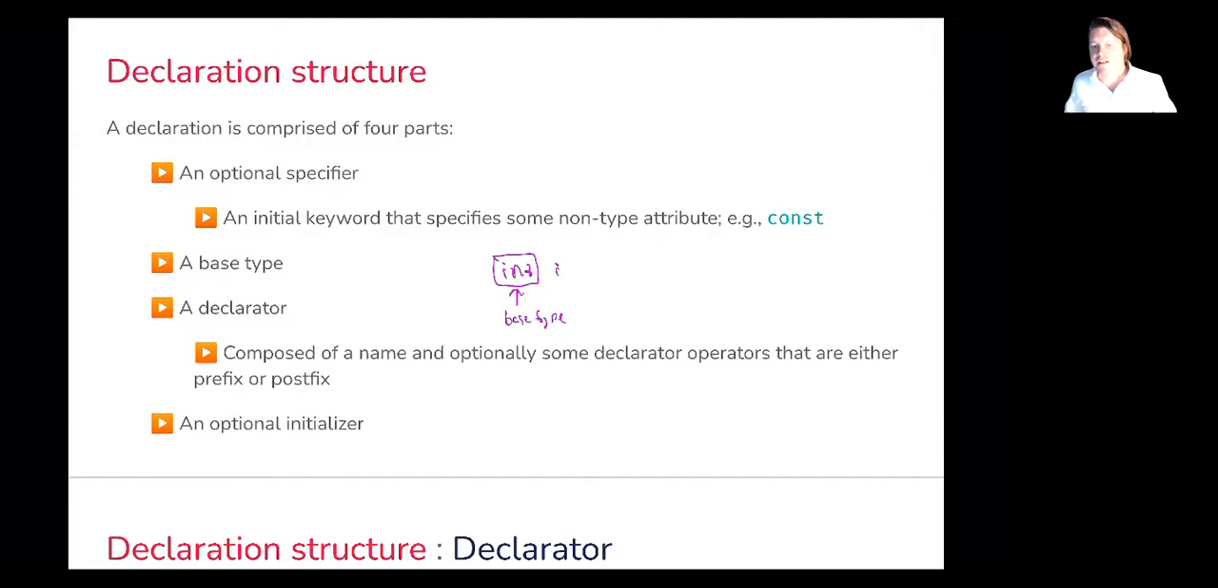A declarator is going to be composed of a name and optionally some declarator operator that can be either prefix or postfix. So in this case, we don't have a declarator operator, but we do have the name. So declarator, only name. And then the 4th part is, like the first part, also optional. So notice here that we did not have an optional specifier prefixing the base type.